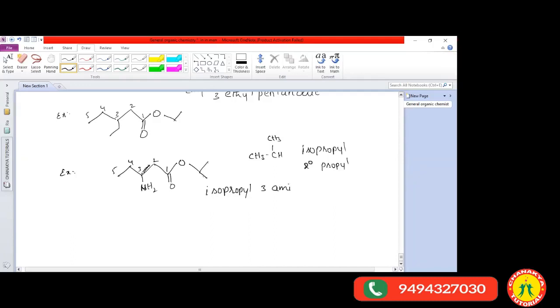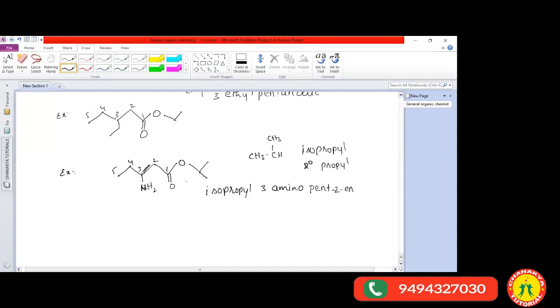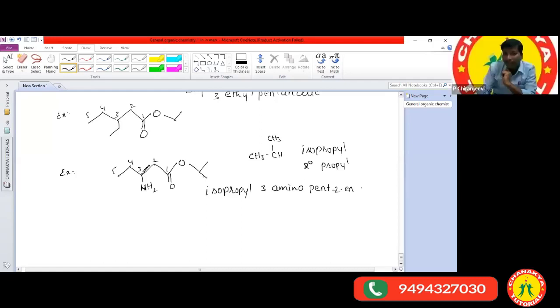3-amino, pent-2-enoate. Pent, 2-en, oate. It's not the acid, right? Oate, sorry. Okay, pent-2-enoate. If you write it simplified clearly, you'll get isopropyl 3-aminopent-2-enoate as the correct IUPAC nomenclature. Okay, so now you got the clarity. Then I'll go for the next functional group.